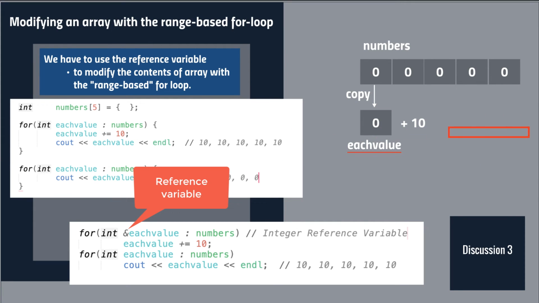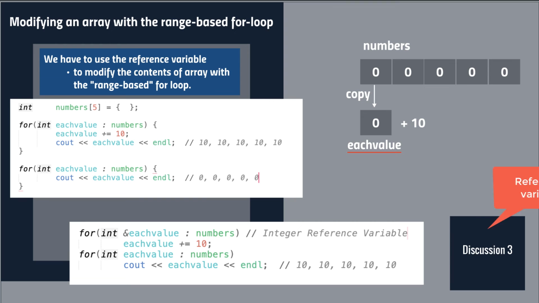So the solution is the reference variable. When we use the reference variable in the range-based for loop, we can modify the value in the original space. Because the reference variable does not use a separate copied space, it just uses a link to the original space.